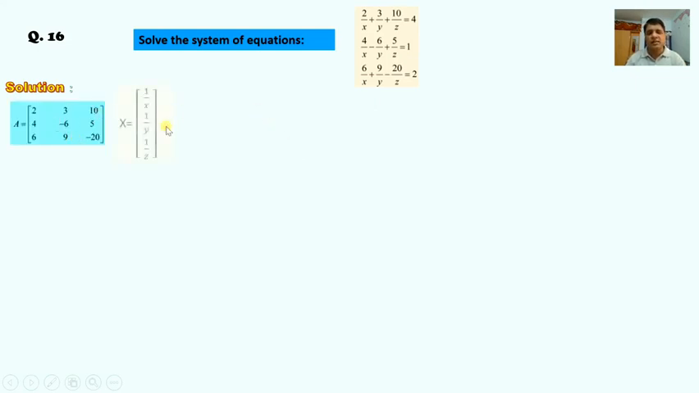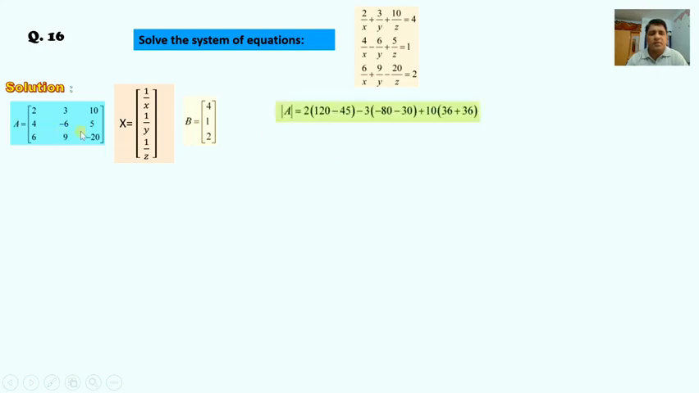So same only. So let us start. So matrix A is, as I told you, 2, 3, 10, 4 minus 6, 5, and 6 9 minus 20, and matrix X, that is variables all involved, 1 upon X, 1 upon Y, 1 upon Z in all three situations. And matrix B is our right hand side, that is 4 1 2. So now let us find out the value of determinant A.